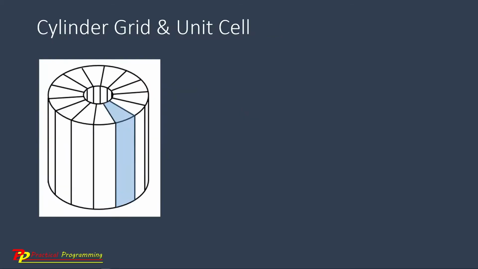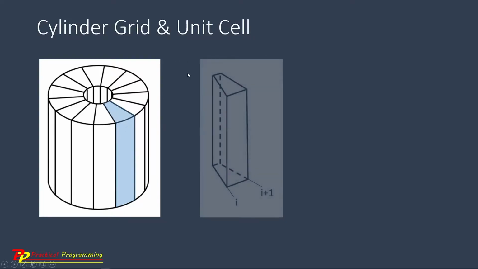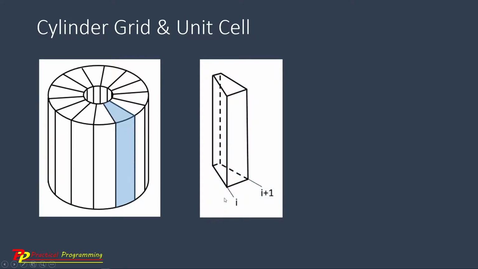To create a cylinder wireframe, here we will consider a general hollow cylinder. It is empty from the inside and has some difference between the inner and outer radius as shown in this figure. Here we divided this cylinder into many slices to form a surface grid. The unit cell is formed by the i and i plus 1 slice lines.